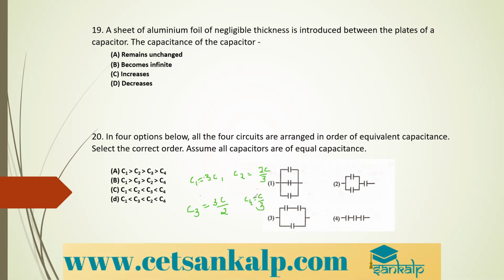Therefore, option B is the correct option. That is C1 must be greater than C3, which must be greater than C2, which must be greater than C4. So option B is the correct option here. We need to assume these values, then we can understand.